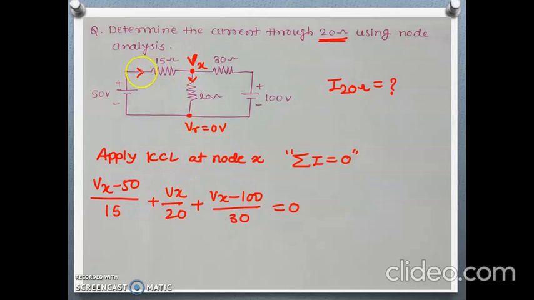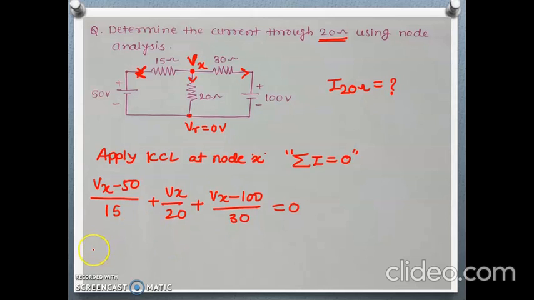So in this case, this will be the current direction and this will be the current direction. Always assume that the node at which we are going to apply the KCL has the highest voltage among all the voltages in the circuit. This assumption we have to make. Then each term is voltage divided by resistance, that means current. This will be the current flowing through 15 ohm, this through 20 ohm, and this through 30 ohm.